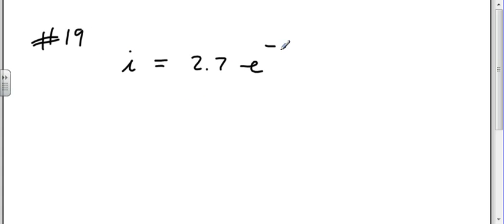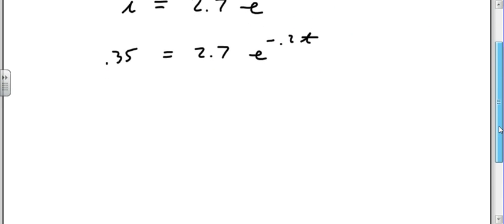Now we're down to 19 because this is an electronics program, and 19 is using one of our favorite words, current. So my current is 2.7 e to the minus 0.2 t. Find t in seconds when I is 0.35 amps. So 0.35 amps, 2.7 e to the minus 0.2 t, and we're solving for t.